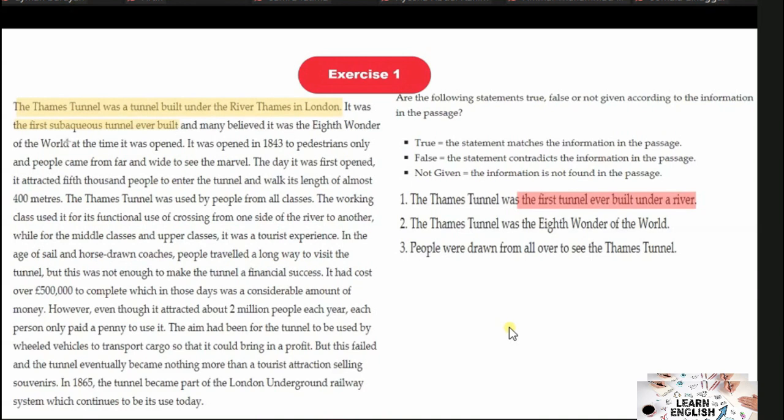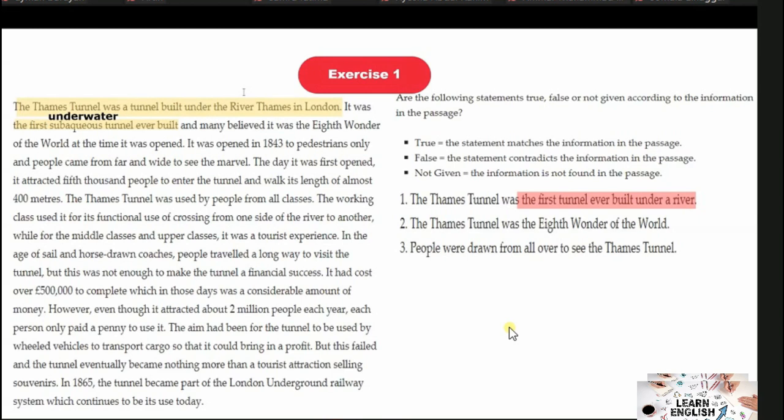Okay, just stop here. So we have the word, the first subaqueous, right? Yes. So you know subaqueous means what? The word sub means what here? I think it's under, right? Under, yes. So sub means under, and aqueous relates to aqua, which means water, right? Yes.